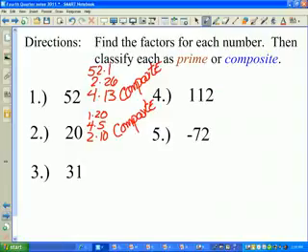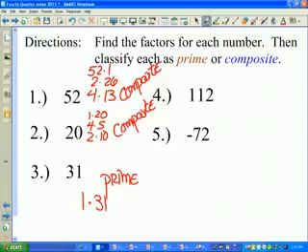So how about number 3, 31? And I know I'm kind of going through this quickly, but if you want to pause, you can pause it and try to work these out. So for 31, this would be considered prime. The reason why it's prime is because only 1 times 31 will give me a product of 31. There are no other numbers other than 1 and itself that can multiply to give me 31.